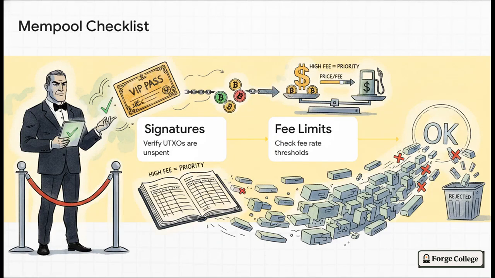Well, the mempool bouncer uses an exact, uncompromising checklist to decide if your transaction gets accepted locally. Step 1. Check those cryptographic signatures. Is the VIP pass perfectly valid? Step 2. Verify the UTXOs are actually unspent in this specific node's view of history. Step 3. Check the fee rate limits. Are you paying enough in transaction fees to be worth taking up their limited memory space? And Step 4. Ensure no conflicts exist with any other transactions they've already let in. Pass all 4 of those checks, and you finally get to wait inside.